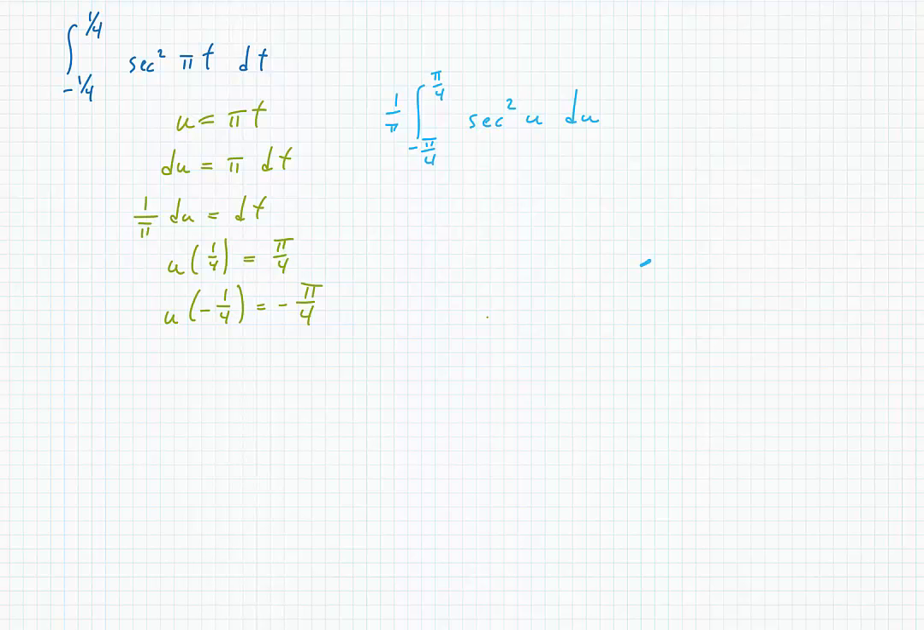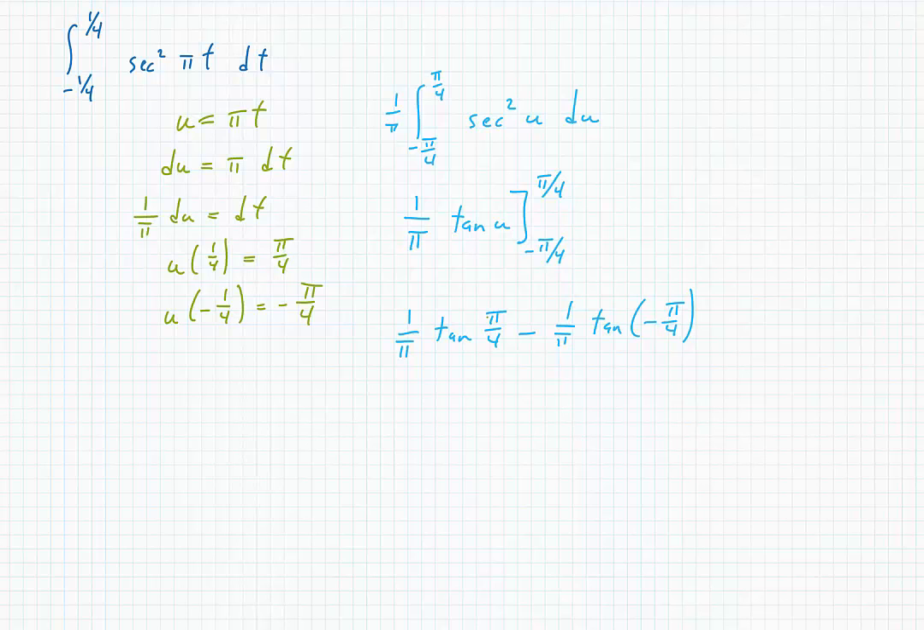So the antiderivative here, we're going to end up with 1 over pi times the tangent of u evaluated from negative pi over 4 to positive pi over 4. So that's going to give us 1 over pi times the tangent of pi over 4 minus 1 over pi times the tangent of negative pi over 4.